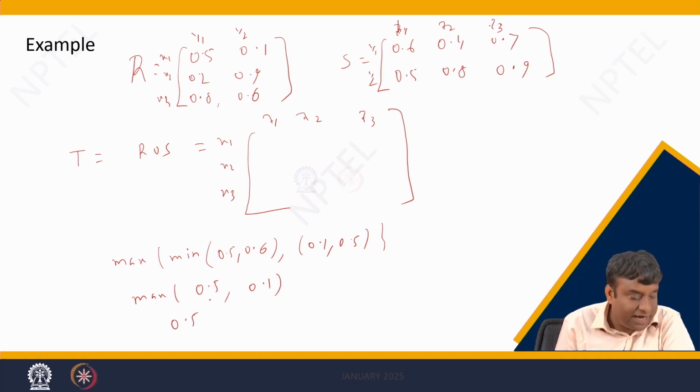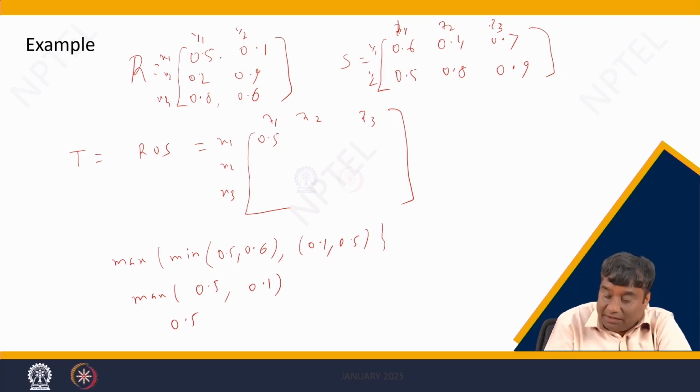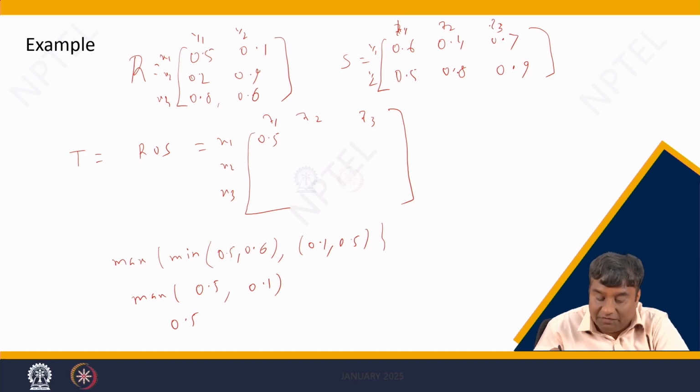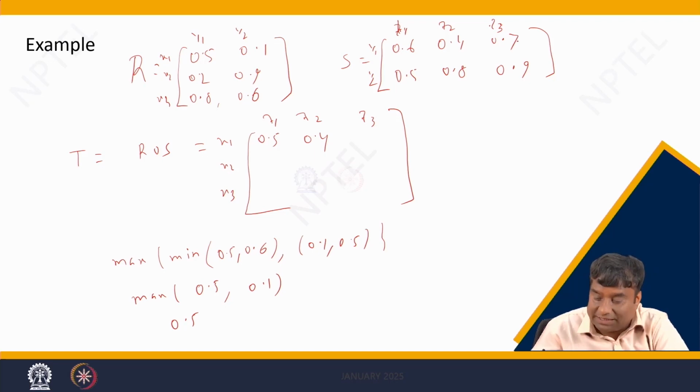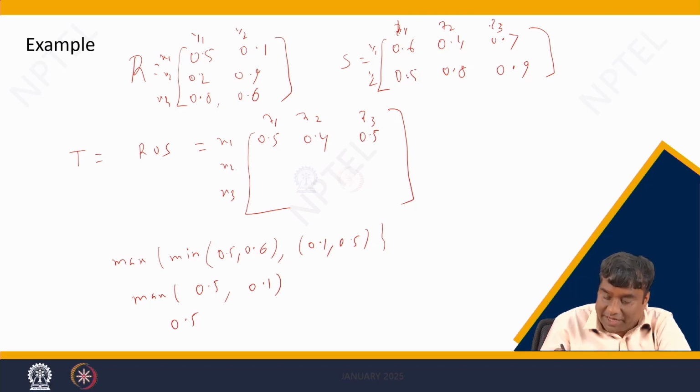Then first row, second column. Minimum of 0.5 and 0.4 is 0.4, and of 0.1 and 0.1 is 0.1, so the maximum is 0.4. Similarly, minimum of 0.5 and 0.7 is 0.5, and of 0.1 and 0.5 is 0.1, so the maximum is 0.5. Then here we will get 0.5.